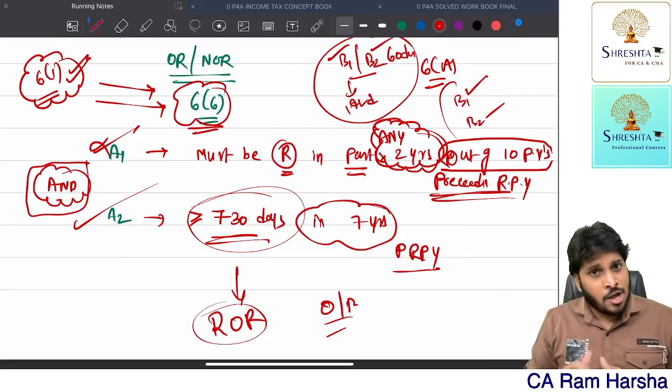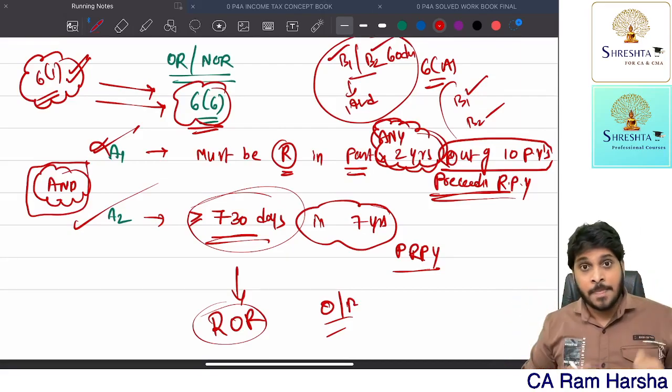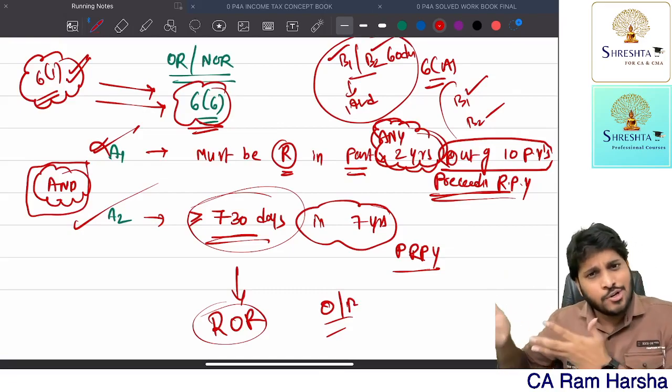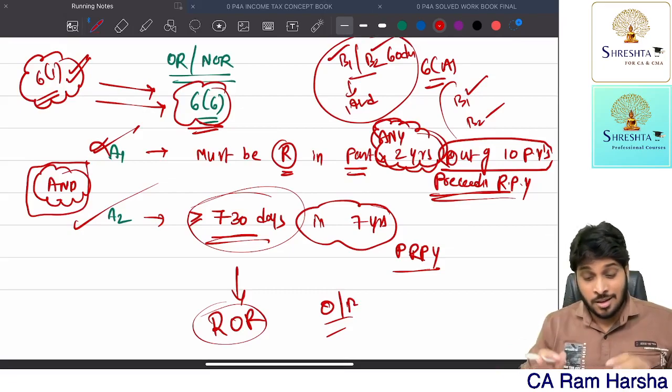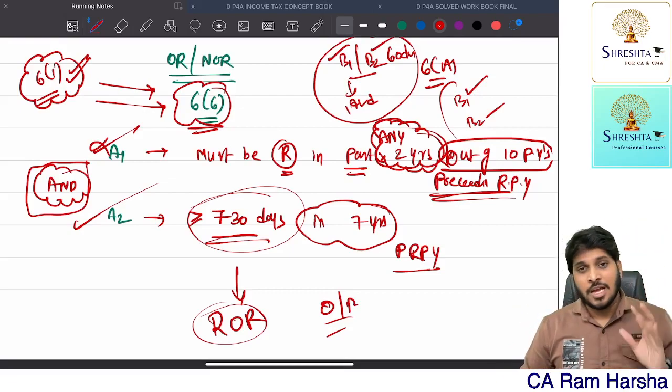This year he is a resident, but ordinarily he is not a resident. This year only he is a resident. If in the past also he was staying, we say he is a resident this year and ordinarily also a resident. That's the logic behind A1, A2, B1, B2. Able to understand?